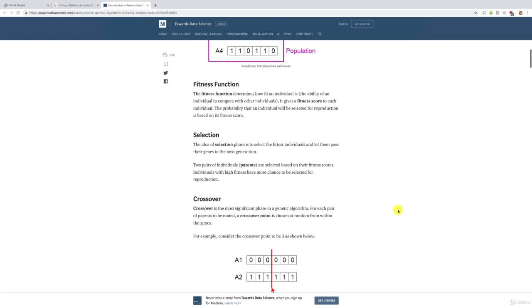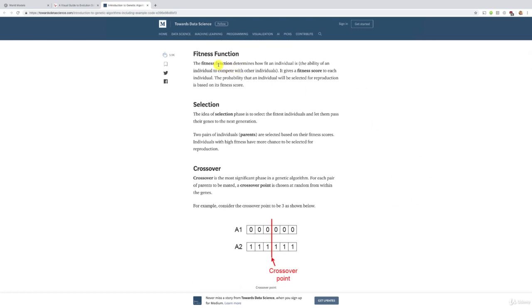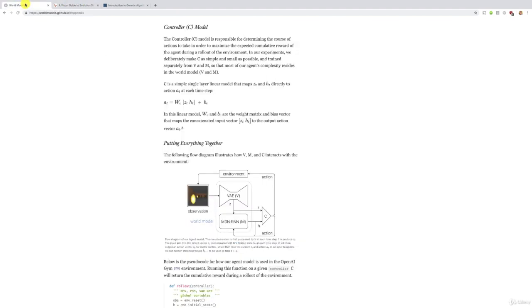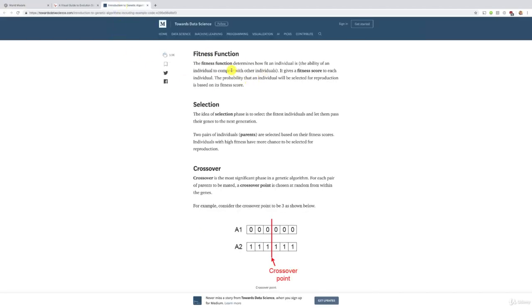And so now let's move on to the next phase, the fitness function. That's simply the fitness score given to the problem. I remind you that for our simulation, it's going to be the value of the function f, and for our world model, it's going to be the expected cumulative reward. And so you have your fitness function, and then you're going to proceed to the selection.